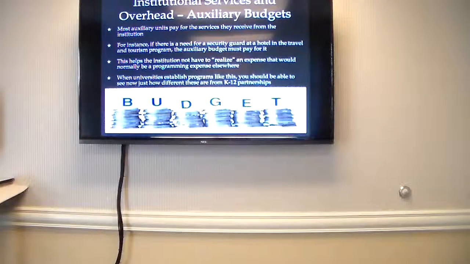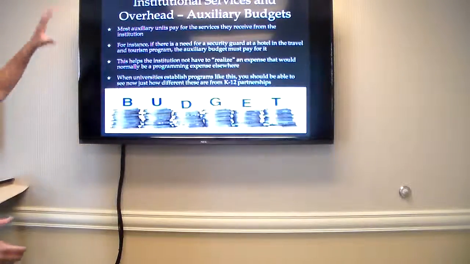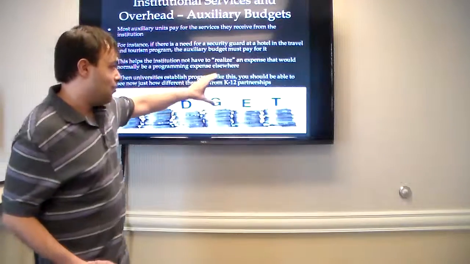So if they need a security guard, if they need custodians, the auxiliary budget has to actually pay for that. So when I say that it's self-sustaining, for the most part, it is completely self-sustaining, which means that the programming decisions they make really can impact the budget. And it's why you don't see many of these in K-12.